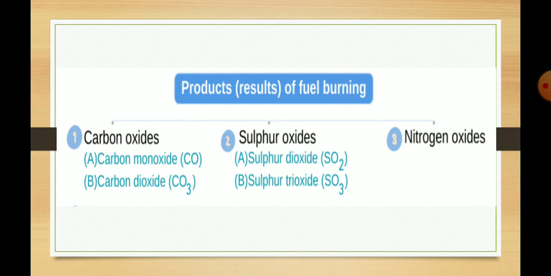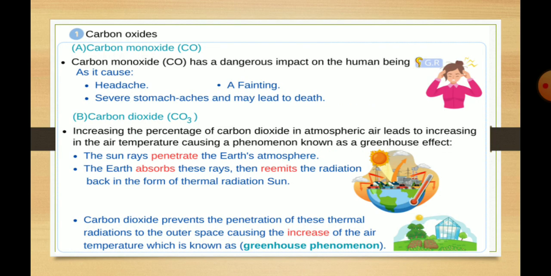And what about the products of fuel burning? We have three types of products. Number one, carbon oxides, sulfur oxides, and nitrogen oxides. First of all, the carbon oxides. We have two types, carbon monoxide and carbon dioxide. First, carbon monoxide has a dangerous impact on human beings as it causes headache, fainting, and stomach aches. Number two, carbon dioxide. Increasing the percentage of carbon dioxide in atmospheric air leads to an increase in air temperature, causing a phenomenon known as the greenhouse effect.